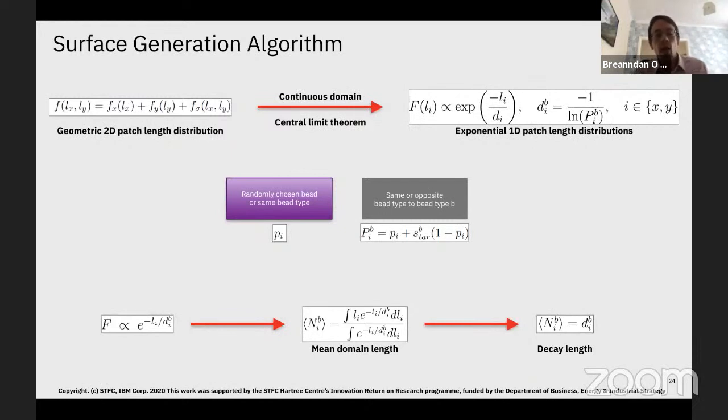And using our exponential 1D patch length distributions, we can integrate out the mean domain length, which we find to be equal to the decay length, which is explicitly included in the exponential patch length distribution.